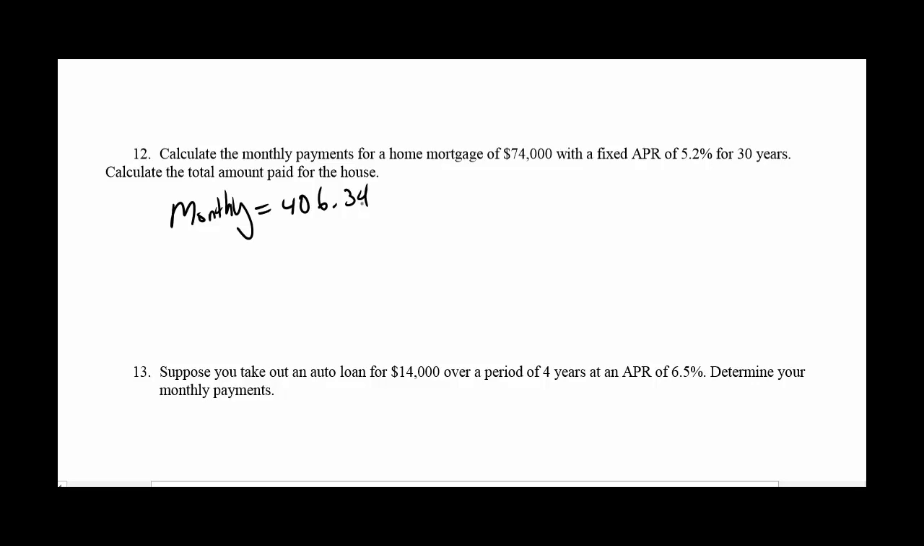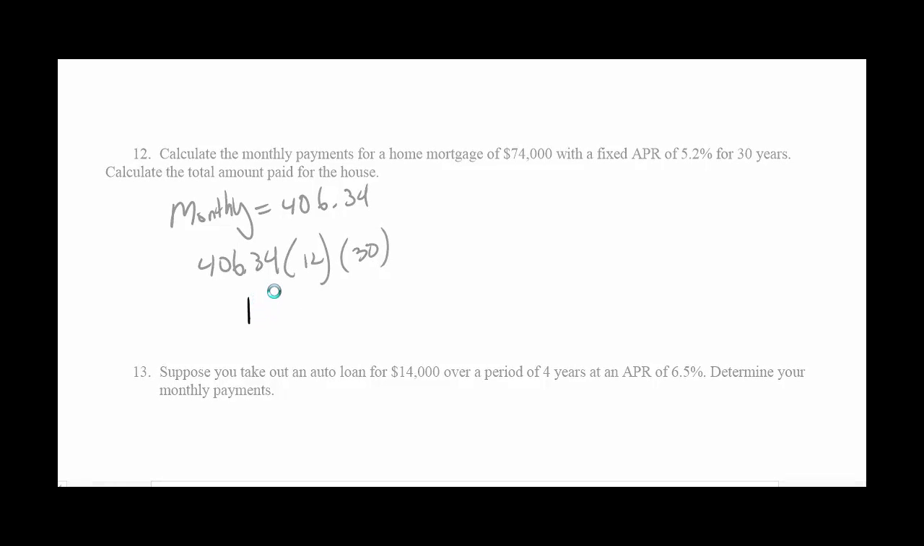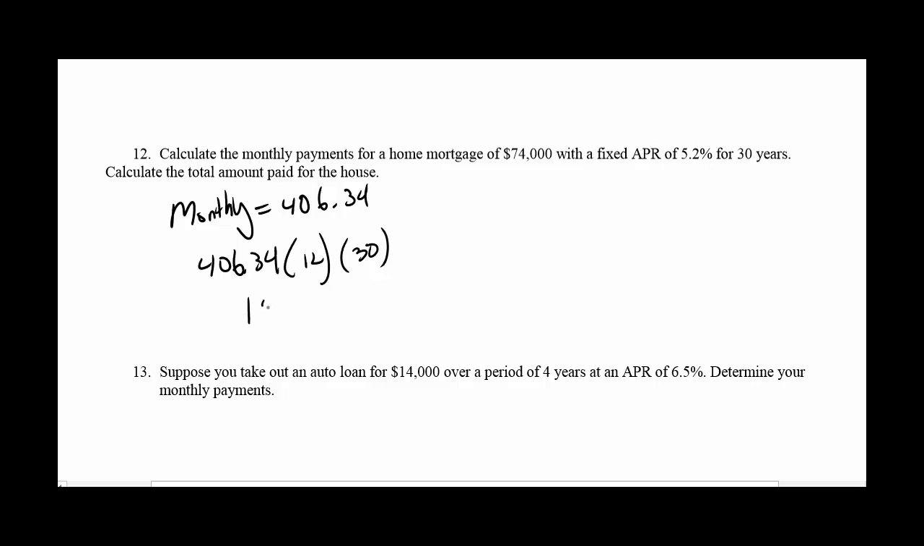So in other words, I borrowed money. I'm not paying 74,000. I'm paying actually a lot more than that. So if I take the 406.34 times 12 times the 30 years, 406.34 times 12 times 30, we're getting 146,282, and that's actually about right for a house.